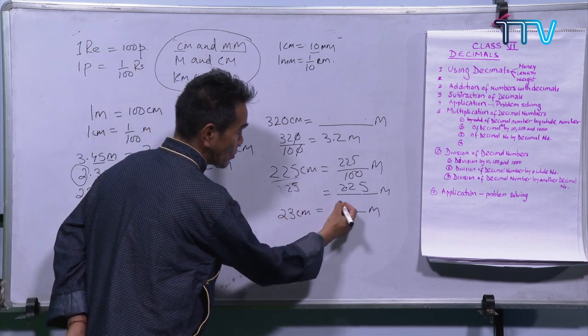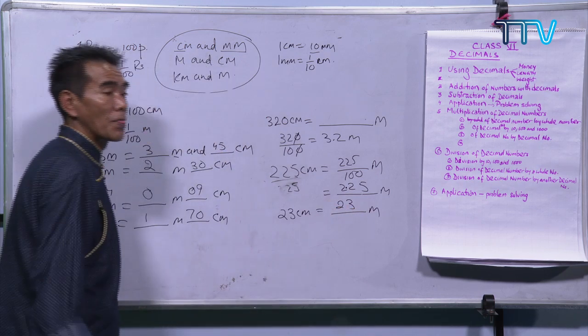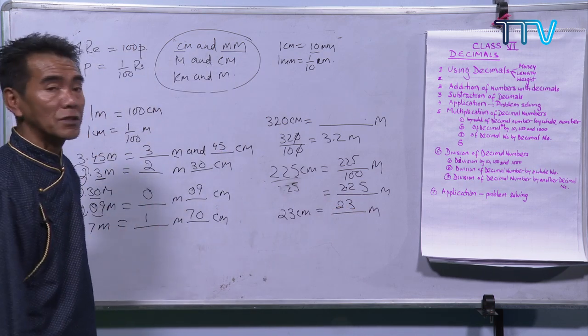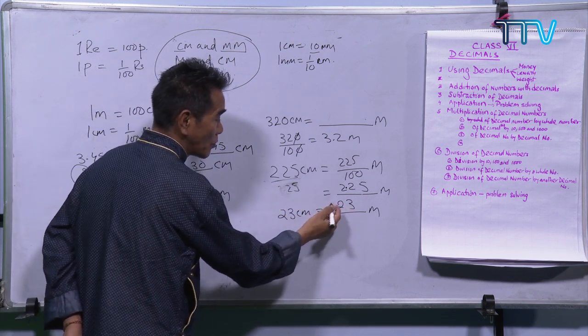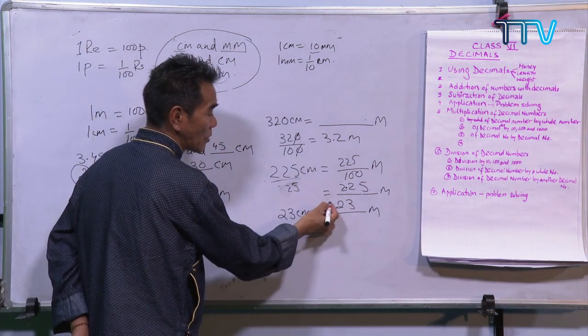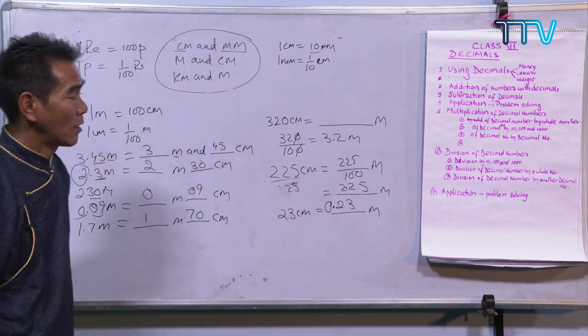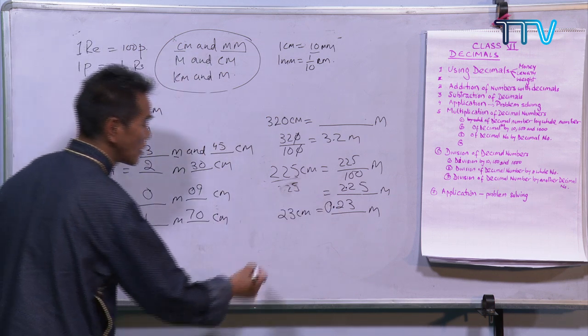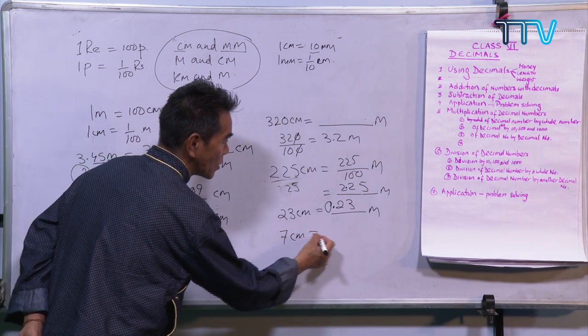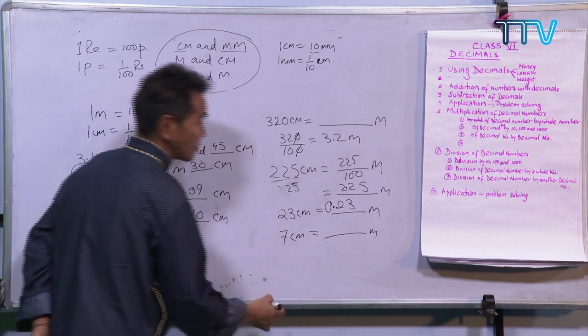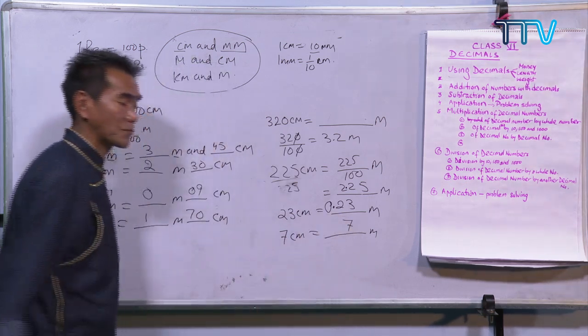You copy the number 23. In front of the 2 digits, you place a decimal point. So 1, 2 point. You can write 0. Take an example: 7 centimeter, you are asked to change into meter.